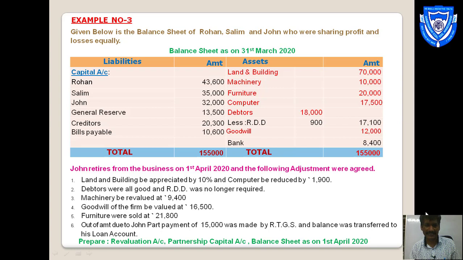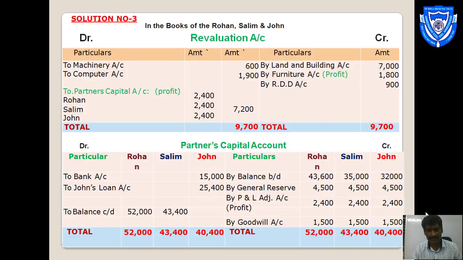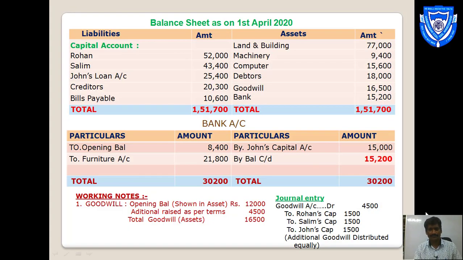Then furniture. It is said that furniture is sold at rupees 21,800. That means 1,800 we have shown on the credit side of the revaluation account, that is profit on sale of furniture, and we cannot see the balance of furniture here now because furniture is already sold.